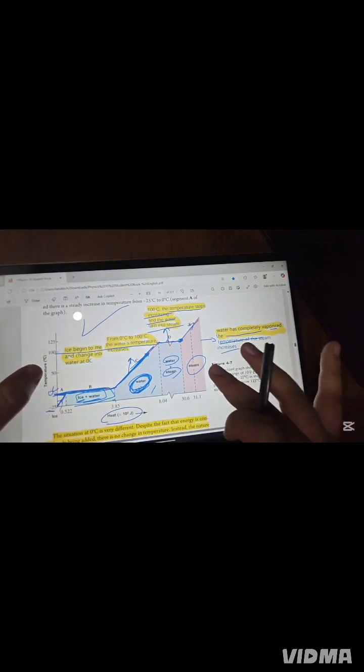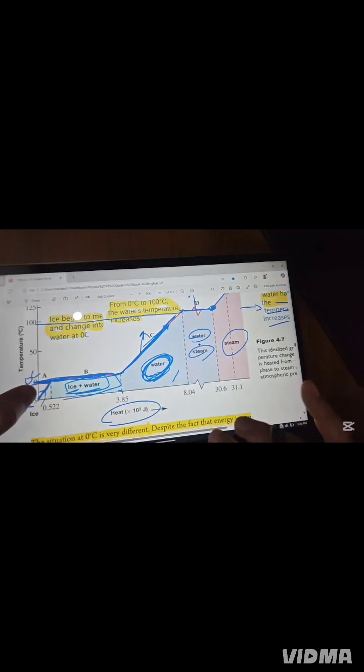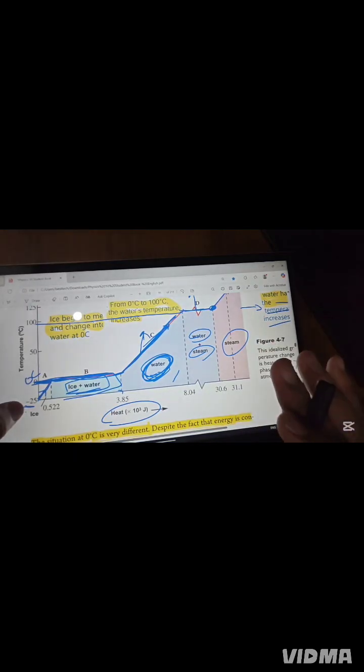Let me repeat all of this again. First it was only ice, and the temperature was negative 25 Celsius, freezing, cool.